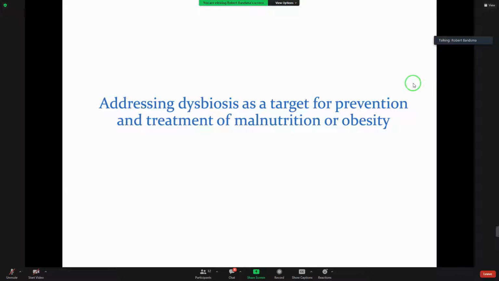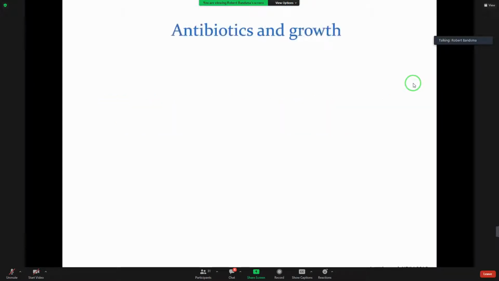But finally, I think it's important to start to think about whether we can actually do something about this dysbiosis, these disturbances in the microbiome, to improve growth. So either restoring normal growth in a malnourished child, or reducing weight gain in children who are overweight or obese.